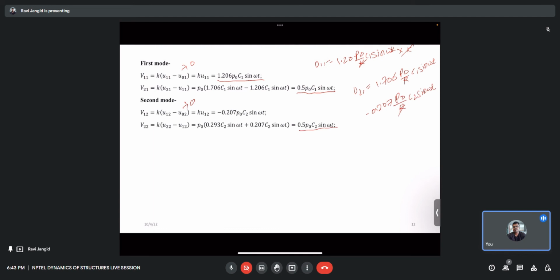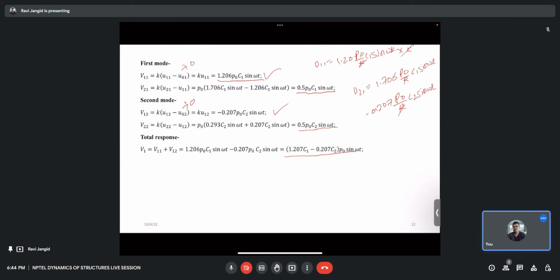So now we need to combine these shear forces. The total shear force in the first story, V1, is equal to V11 plus V12 in the first story. That is, this one and this one will be added. So that is coming out to be 1.207 C1 minus 0.207 C2, times P naught sine omega t.